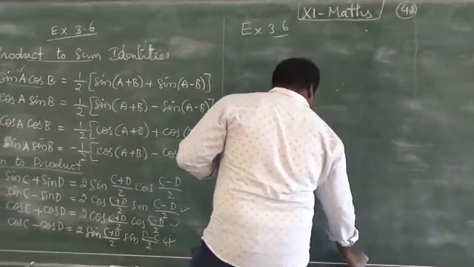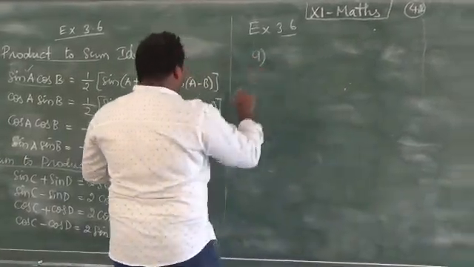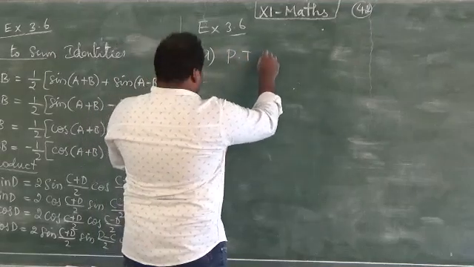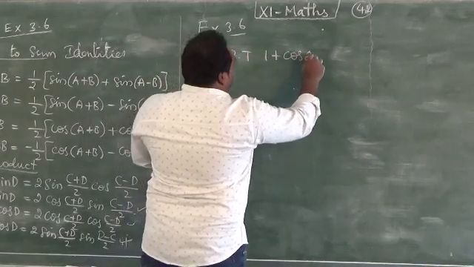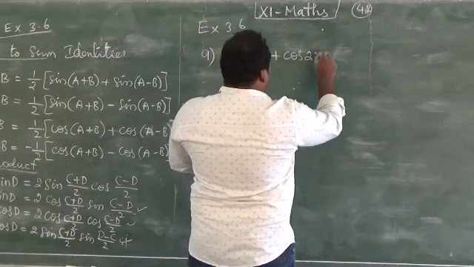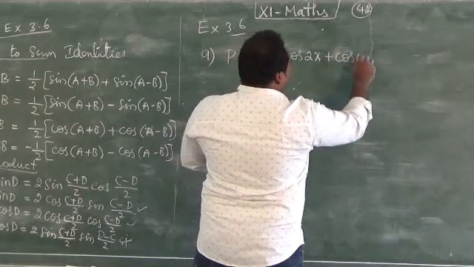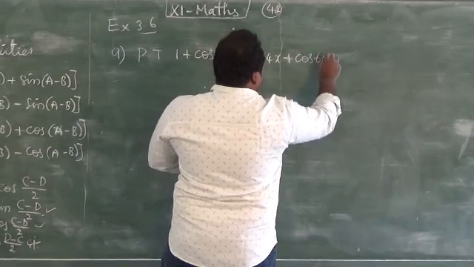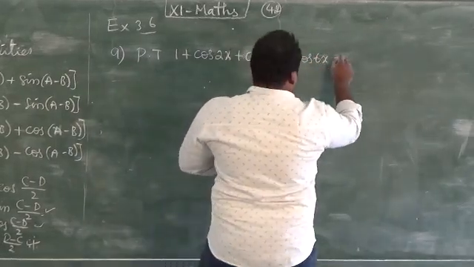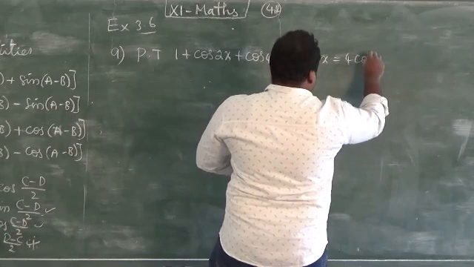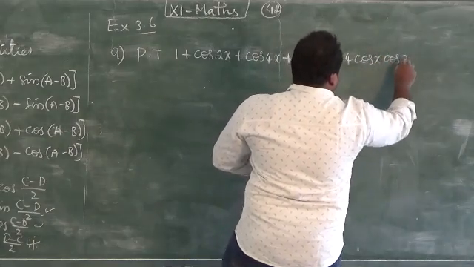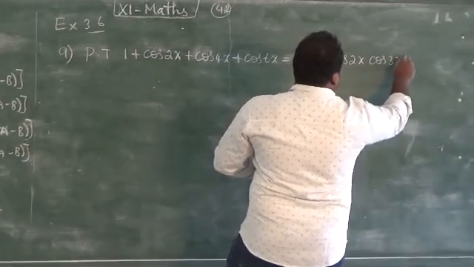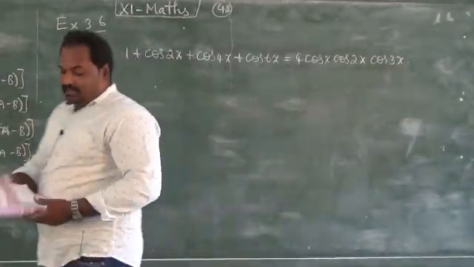Problem number 9. Prove that (1 plus cos 2x)(1 plus cos 4x)(1 plus cos 6x) equal to 4 cos x cos 2x cos 3x. See here, left hand side, I am going to take the left hand side.